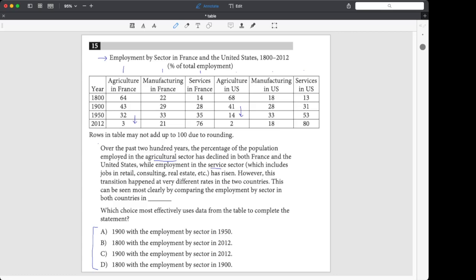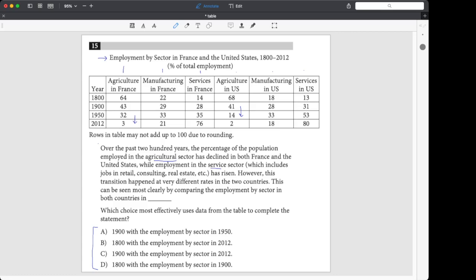Okay, so let's compare that to, because we have to compare, if we look at the choices briefly, we have to compare the same years for each country. You know, we don't get to pick different years for different countries because it doesn't specify a different country for a different year. So look at 1900 in the US, agriculture dropped a lot. That's the biggest drop for agriculture in the US, you know, between any two comparison years.